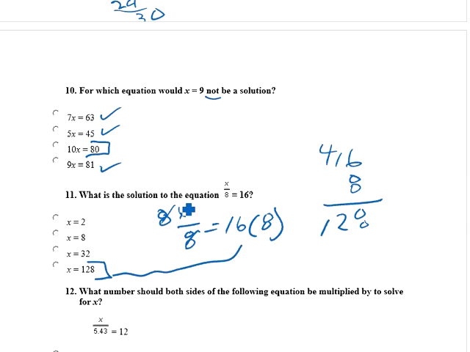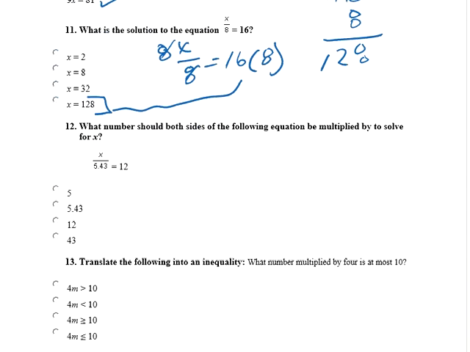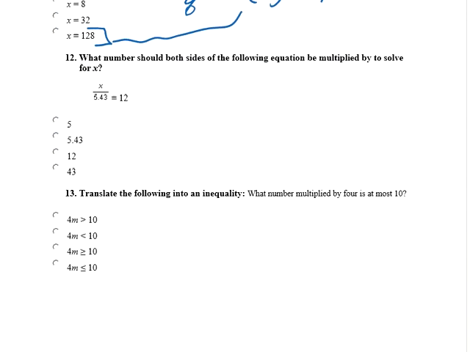Okay. We've got more. Now we're getting close. We got to do number 12, and then 13, then 14, then 15, then 16, and lastly we're going to do number 17. But for now, what numbers should both sides of the following equation be multiplied by to solve for x?